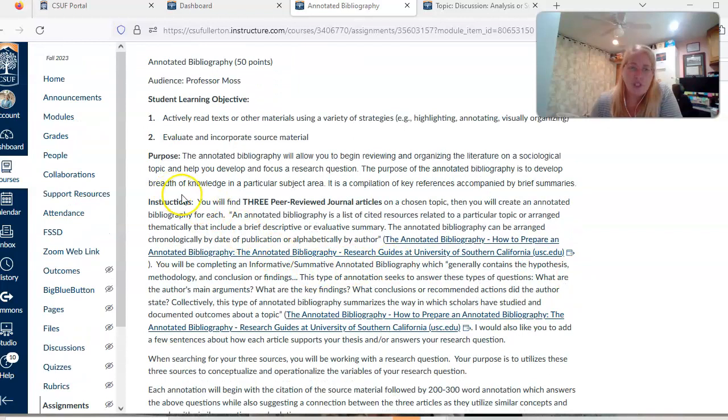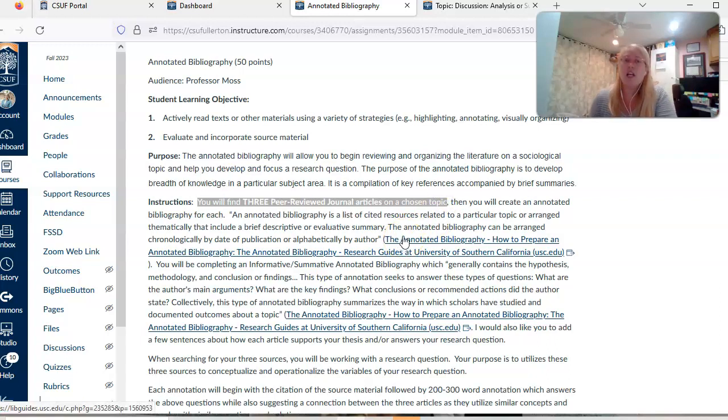So just to review, we need to find 3 peer-reviewed journal articles on a chosen topic. Your conceptualization worksheet should be helping you there. Make sure that when you submit this annotation, you have as your title or an entry paragraph or an entry few sentences, what is your question, what is your thesis? Just so I have context for why you chose these 3 articles.